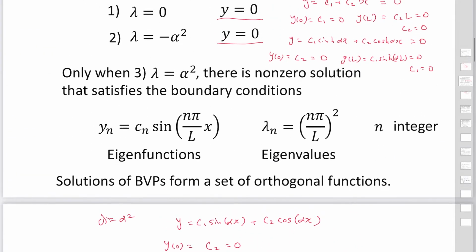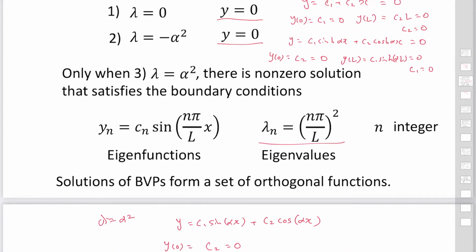These are the eigenvalues lambda and the corresponding eigenfunction y. So we have already studied that the trigonometric sine functions form an orthogonal set of functions. You might wonder if it is possible to find a set of orthogonal functions from solutions of boundary value problems. So I'd like to explain.